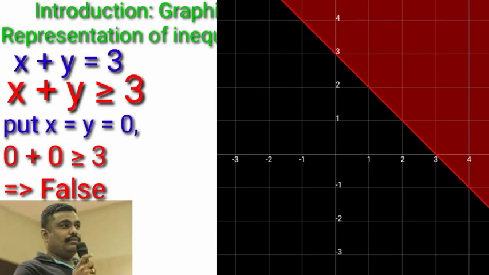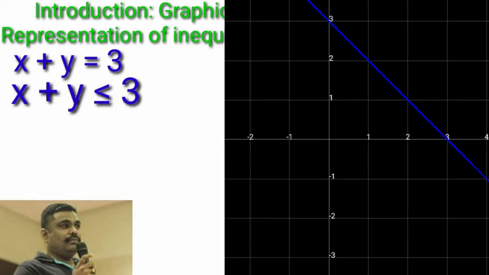It means when you substitute a point, if it satisfies, you want to shade the region where the point lies. If it does not satisfy, as in this case, you want to shade the region opposite to it. Suppose x plus y less than or equal to 3. In this case, take some point randomly. I will take again 0, 0.